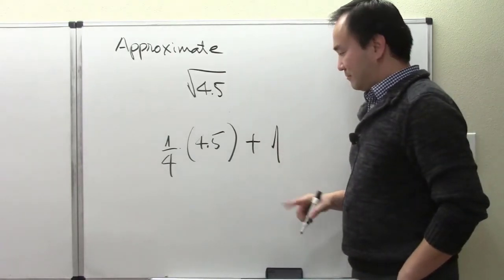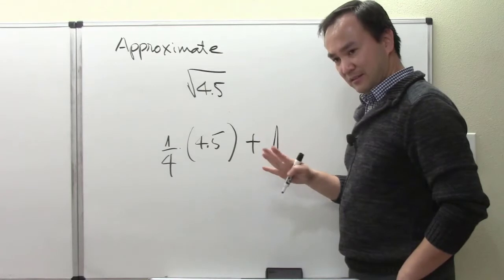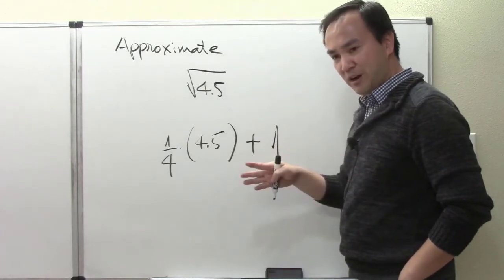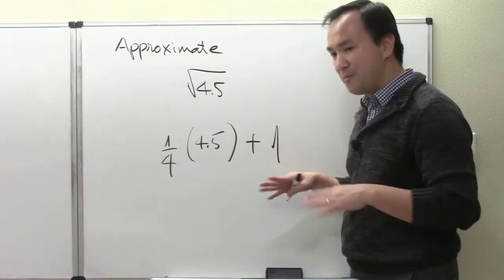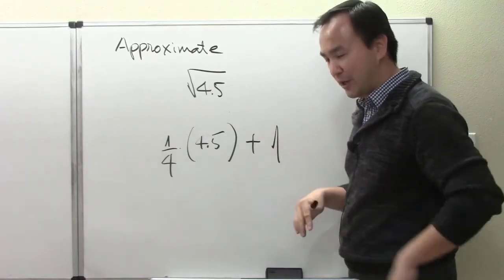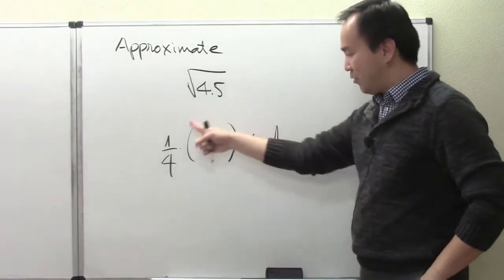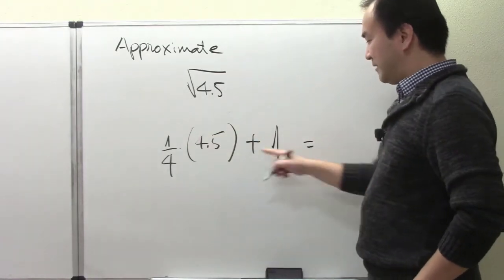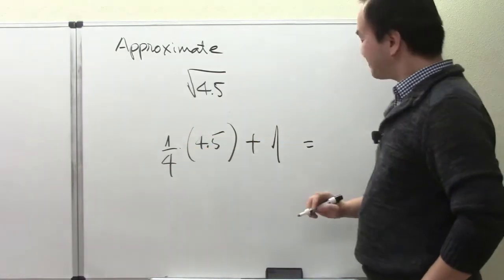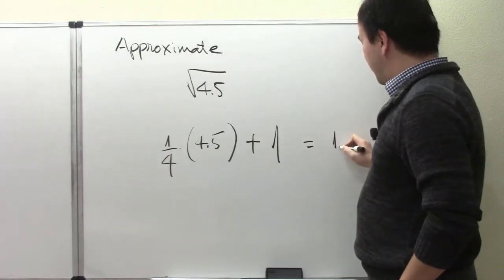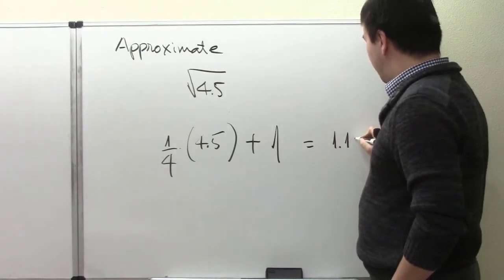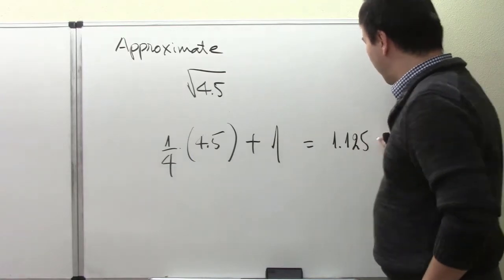Okay? And of course, adding and subtracting, multiplying and dividing are all basic features of any calculator, no matter how old-fashioned your calculator is. Okay? And so in that way, go ahead and do the calculation. 4.5 divided by 4. 4.5 divided by 4 is 1.125. Okay? And adding 1.